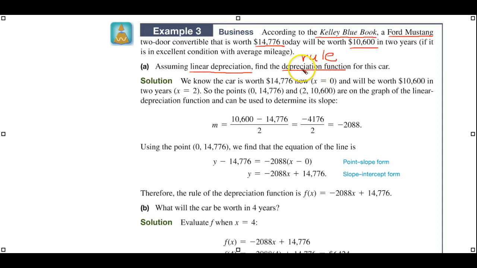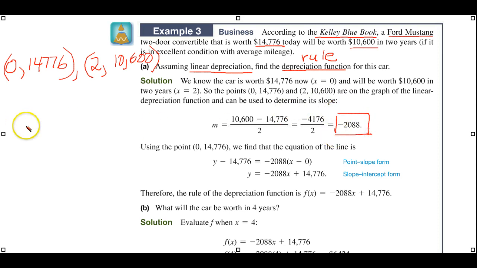And you might say, well, how would I do that? Well, you're going to use two ordered pairs that you're going to start today, which is 0, and its value is 14,776. That's one ordered pair. And then in 2 years, so time is X, it's going to be worth 10,600. Now, with 2 items of data, we can use this to determine our slope, well, the slope formula.